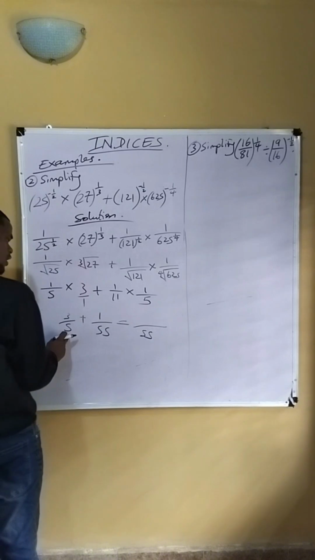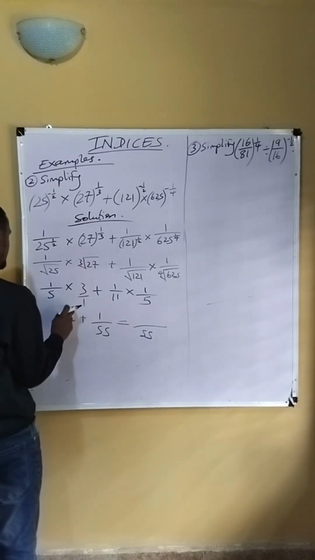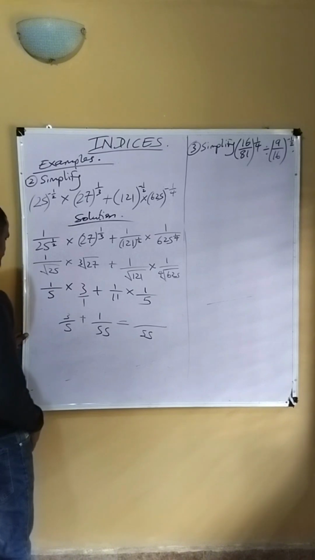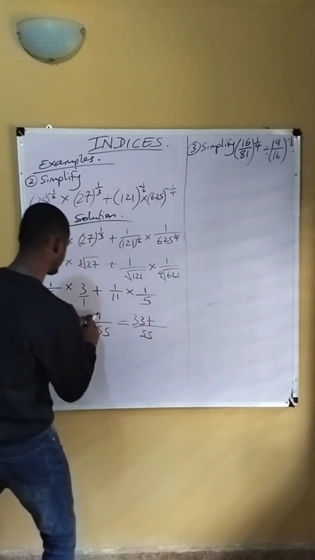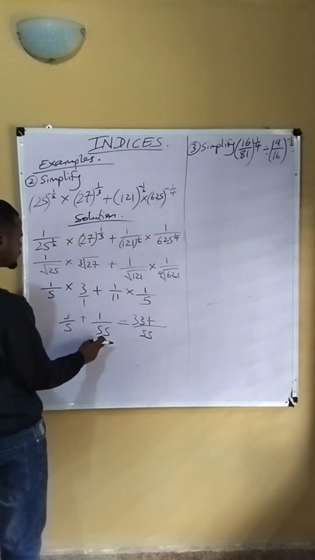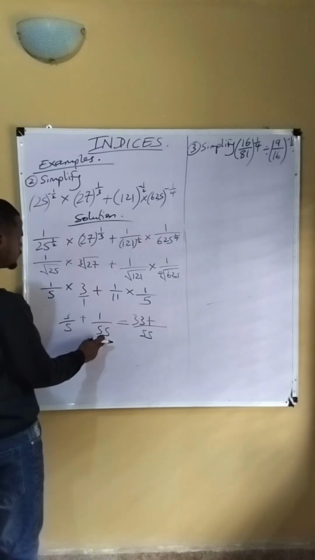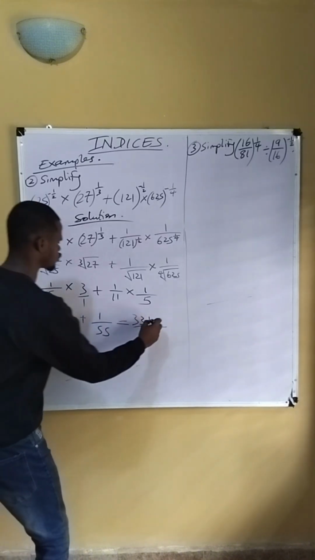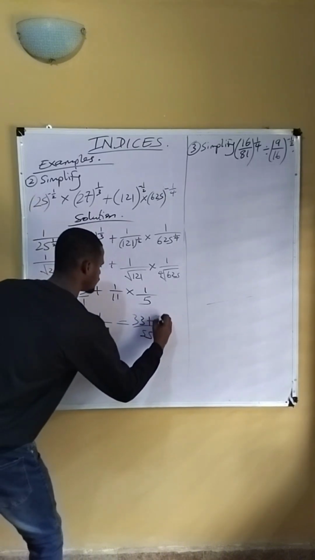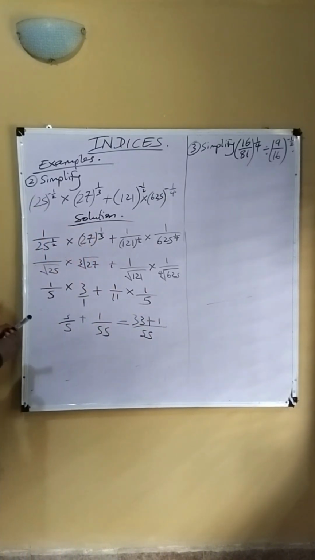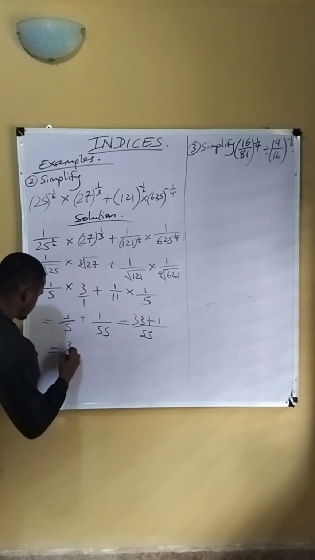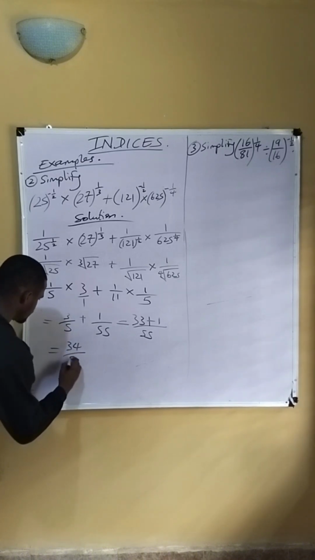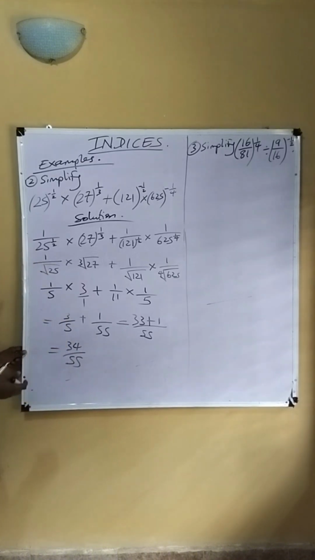55 divided by 5 will give us what? 11. 11 times 3 will give us what? 33. 33 plus, you bring it here. 55 divided by 55 will give us what? 1. 1 times 1 will give us what? 1. We are going to have 33 plus 1. 33 plus 1 will give us what? 34 all over 55. That will give us what? The answer.